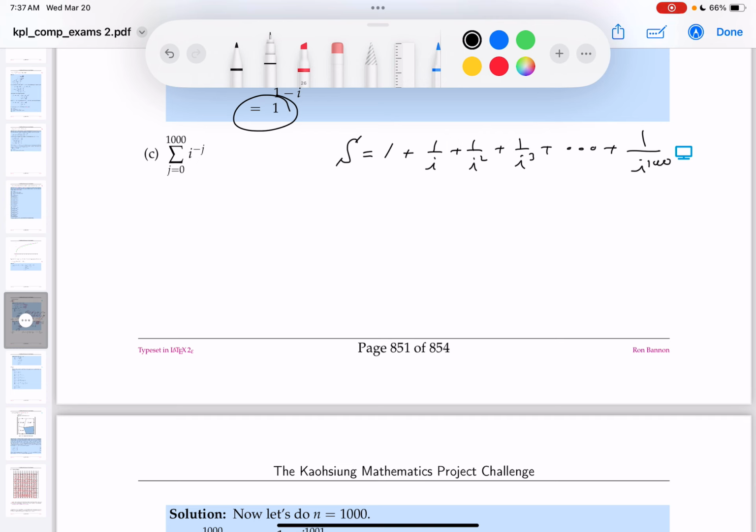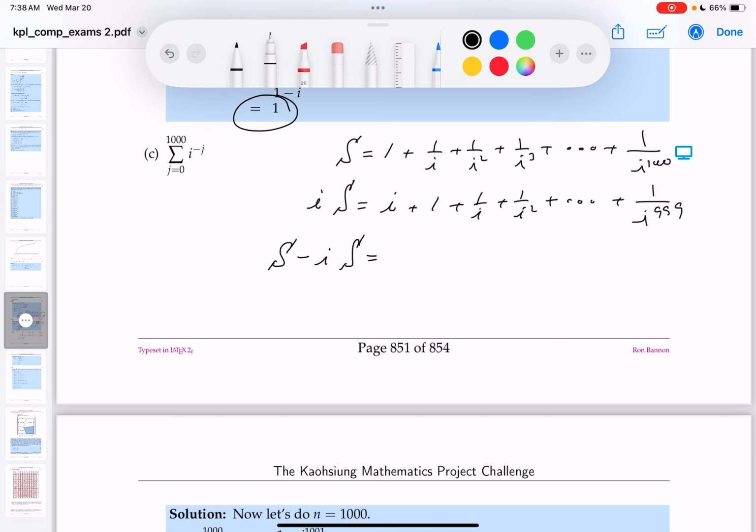No, I'm not going to compute those individually. I can multiply both sides by i, like I did before: i plus 1 plus 1 over i plus 1 over i squared, plus yada, yada, yada, 1 over i to the 999. Now again, you say, how are you subtracting these guys over here? Any way you like. I'm going to do S minus iS this time.